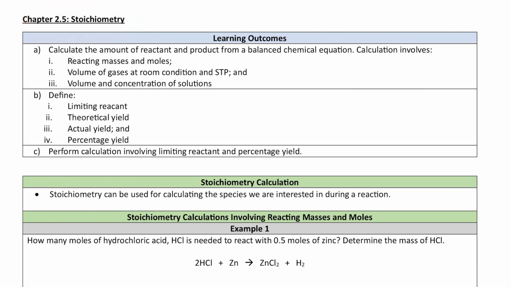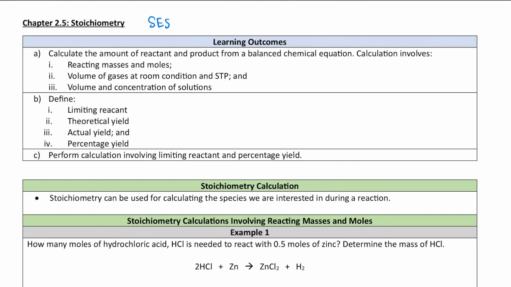Okay, for your information, this syllabus is for the SES syllabus, system 4 semester. Our learning outcome for today is you should be able to calculate the amount of reactant and product from a balanced chemical equation. The calculation will involve reacting masses and moles, volume of gases at room temperature condition and STP, and volume and concentration of solution. I will just focus on learning outcome A for this video.